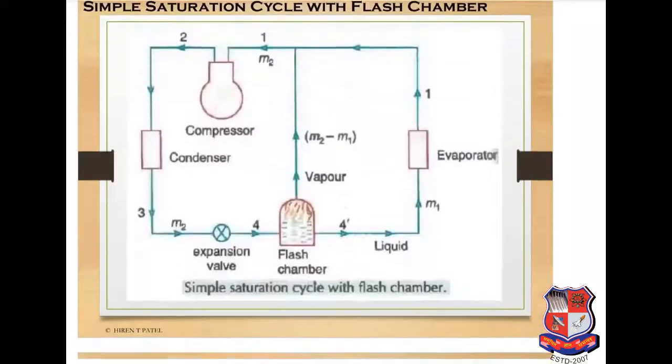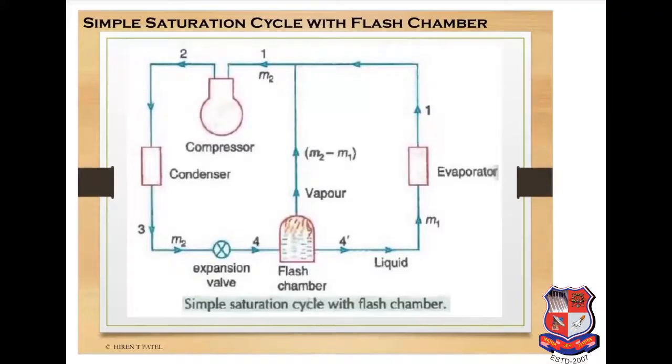VCR cycle. So the first one is the simple saturation cycle with the flash chamber. Here you can see that in the simple VCR cycle there is a flash chamber attached inside the system after the expansion valve and before the evaporator. We have already discussed that when high pressure liquid refrigerant from the condenser passes through the expansion valve, partial evaporation of the liquid refrigerant occurs.